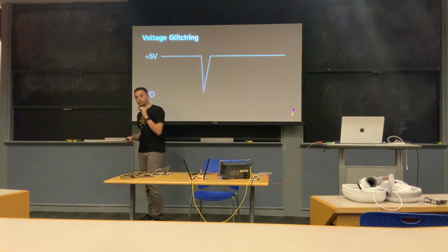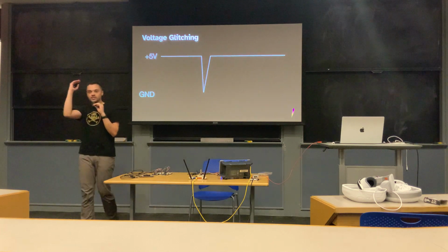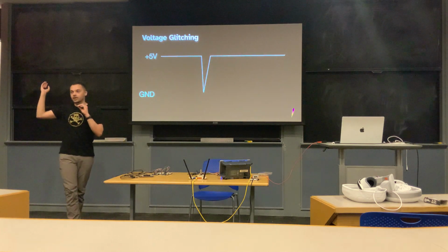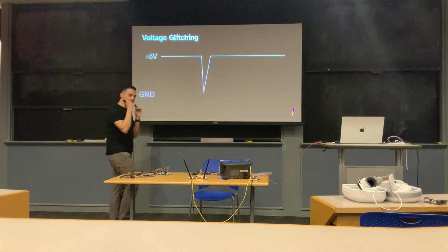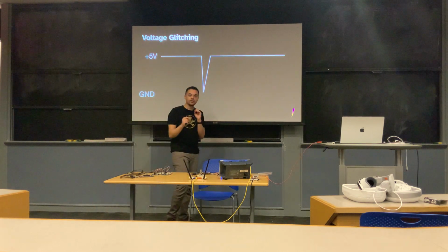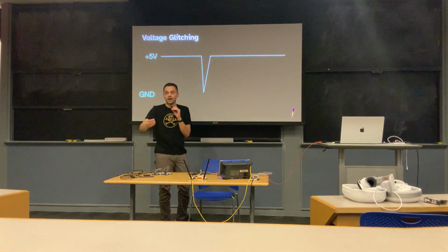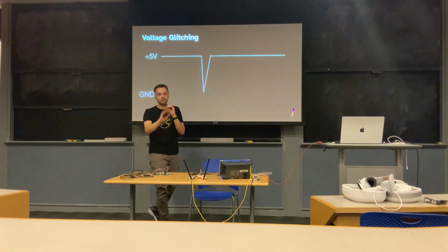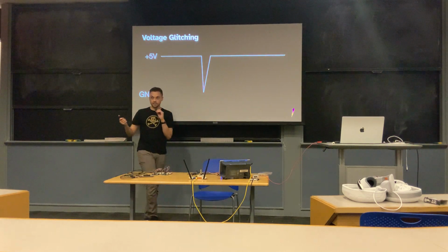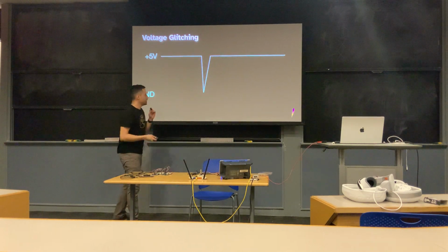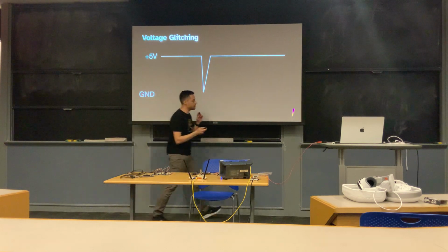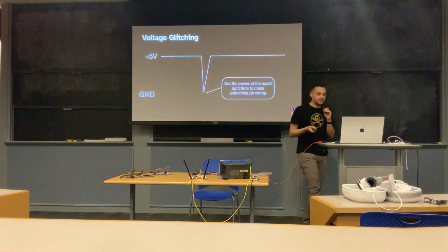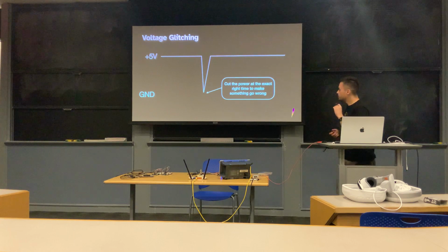Now, why does it have to be brief? Well, if you bring the voltage down to 0 and just keep it there, the chip's just going to turn off. So the idea is we want to inject these faults for a very short amount of time, so that we don't break the chip completely, we don't reset it, but we push it into this weird kind of undetermined state. Does that make sense? And so again, just to be very specific, what we want to do is cut the power at the exact right time to make something go wrong with the chip.